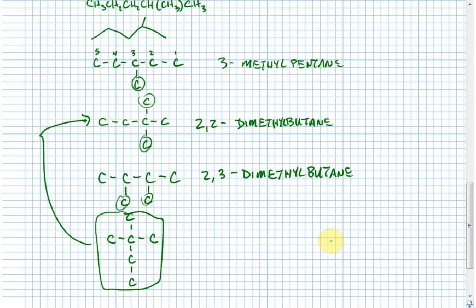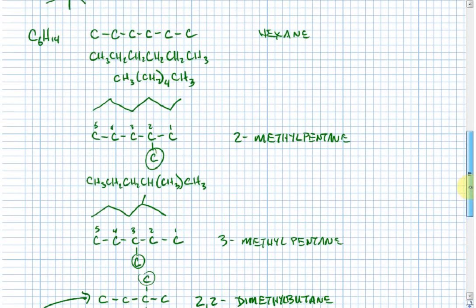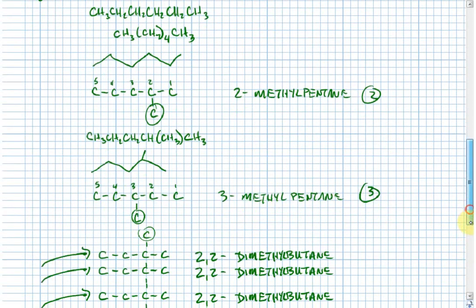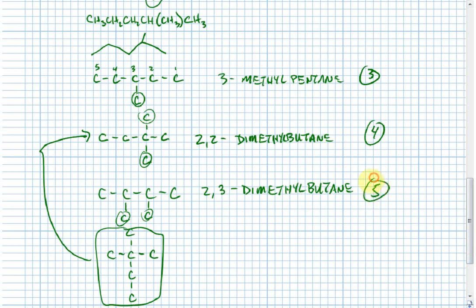So we have all of the isomers for C6H14. We had one here. We had a second one here. We had a third one here. We had a fourth here. And we had a fifth here. So with the formula C6H14, there are 5 isomers. Remember, isomers have the same formula, C6H14 in this case, but different structures.